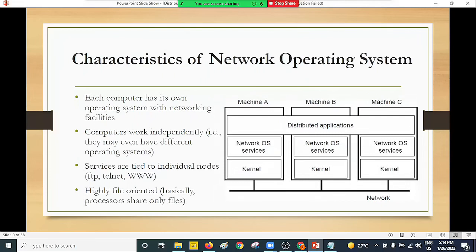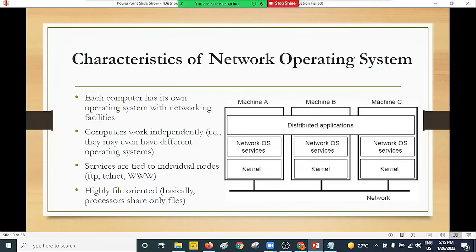Characteristics of network operating system, I've already mentioned. Now, here, ideally, computers work in isolation, but the good thing is that we have the distributed application mechanism, right? So we have different services that are provided under different computers based on the network operating systems, right? So here, each computer has its own operating system with the network facility.